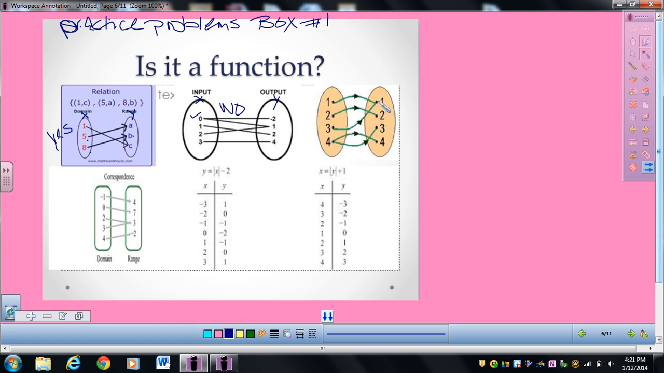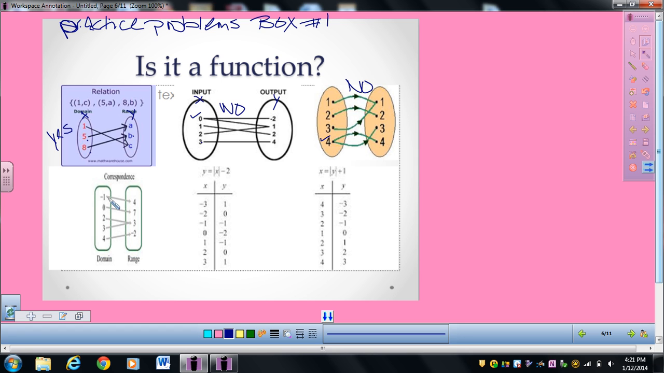Let's look here. 1 is linked up to the 1, 2 is linked up to the 2, 3 is linked up to the 1, 4 is linked up to the 4, but 4 is also linked up to the 3. So that one right there, it's linked up to two things, so that makes it not a function.